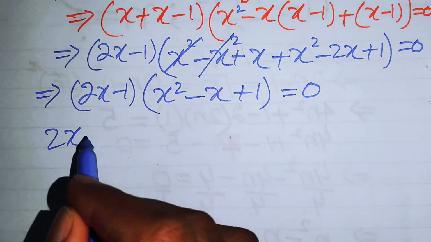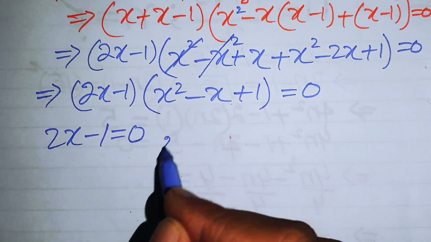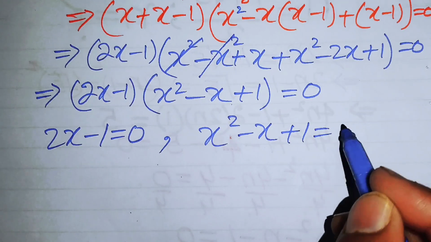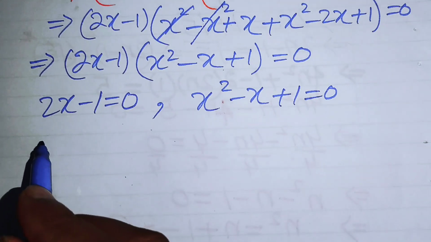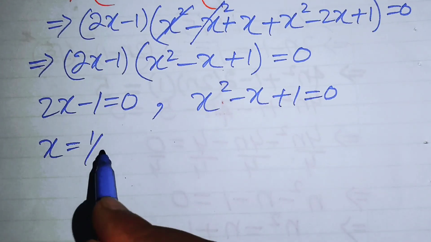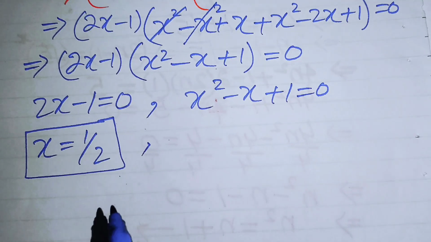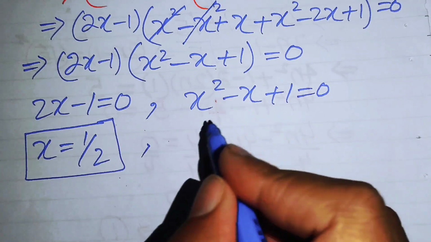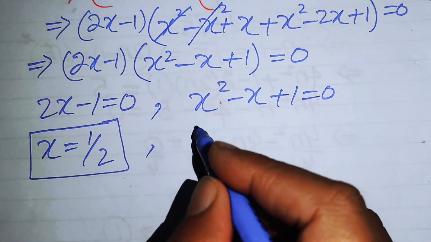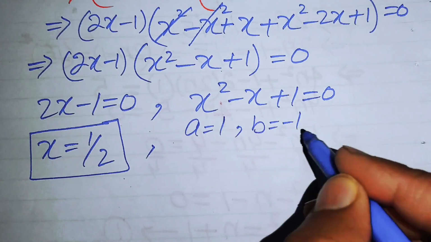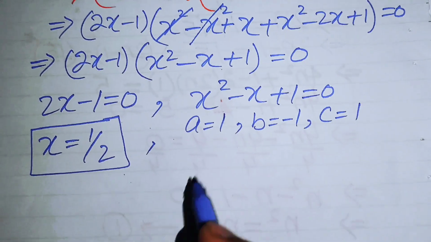The first is we write 2x minus 1 equals to 0, and the second case is we write x square minus x plus 1 equals to 0. So in the first case, you get the value of x will be 1 over 2. This is our third root. And now in order to find the other roots, we need to solve this quadratic equation. So first we write the coefficients of this equation, and we have a equals to 1, b equals to minus 1, and c equals to 1.